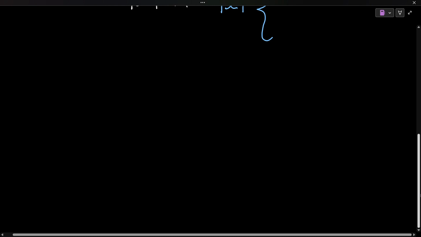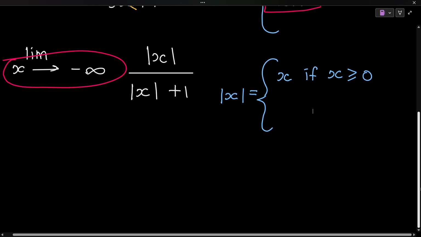Okay, so let's just create a bit more space.